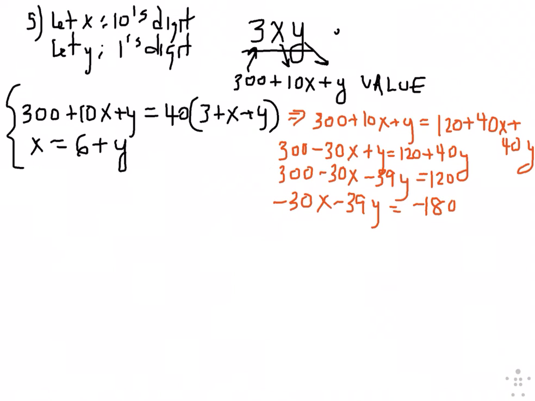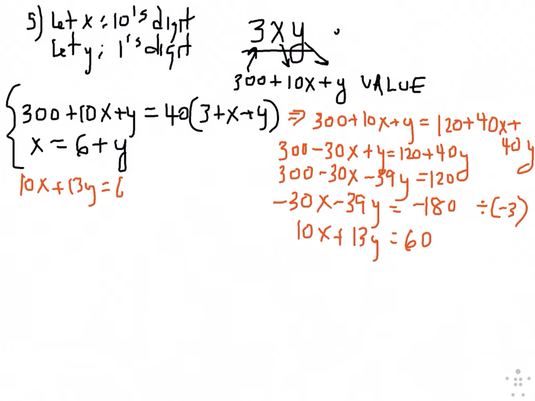And now we can divide by negative 3, just to simplify it a little. So let's divide both sides by negative 3. Negative 30 divided by negative 3 is 10x. Negative 39 divided by negative 3 is positive 13y. And negative 180 divided by negative 3 is 60. Okay, so that's a little simpler. So now the first equation is 10x plus 13y equals 60. And the bottom equation is still the same.